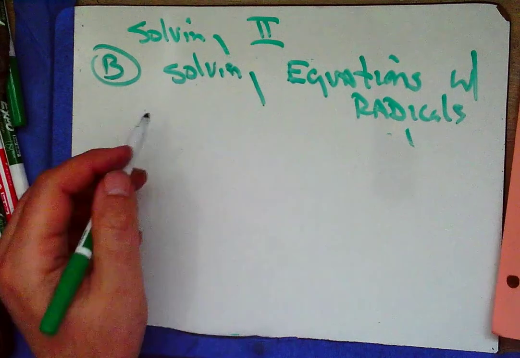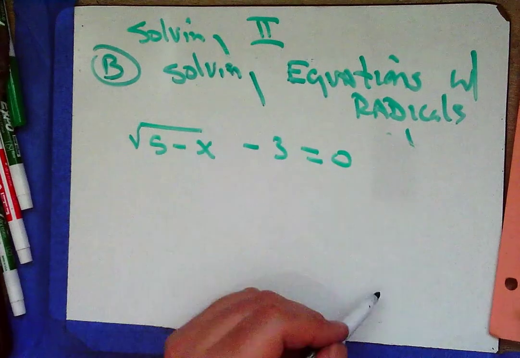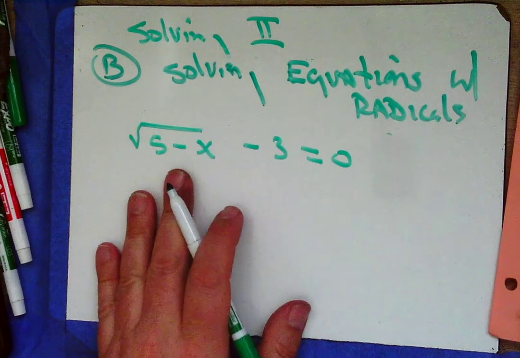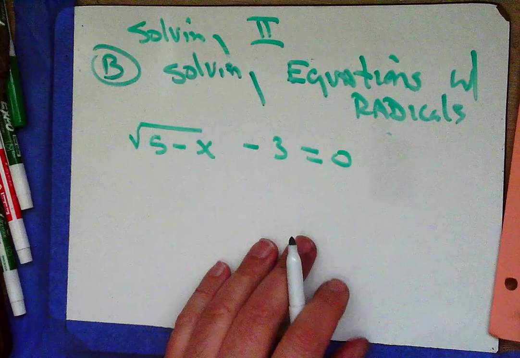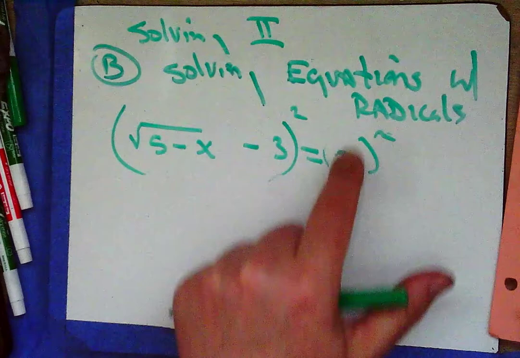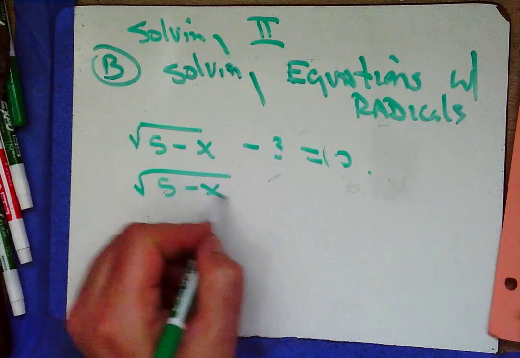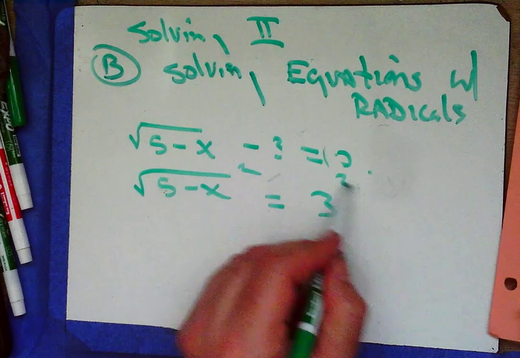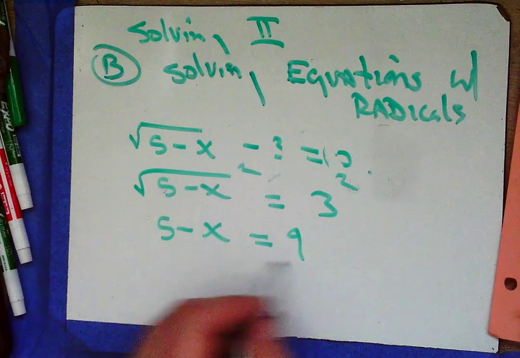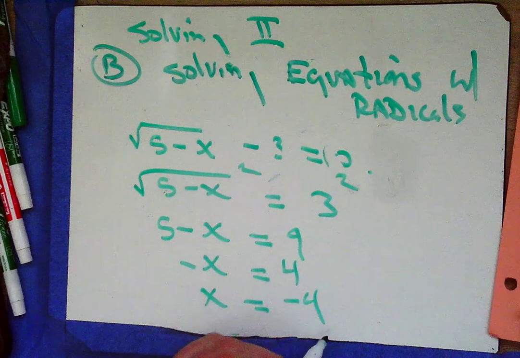Okay, how about this one? Square root of 5 minus x minus 3 equals 0. Again, when I've got a radical, I don't want to square both sides until I've isolated the radical. Otherwise, my squaring would have to look like this, and that'd be foiling, and it's not going to get rid of the radical. It's just going to make things worse. So let's isolate that radical before we square both sides. So we get 5 minus x equals 9. I'm going to subtract 5 from both sides. I get x equals negative 4.